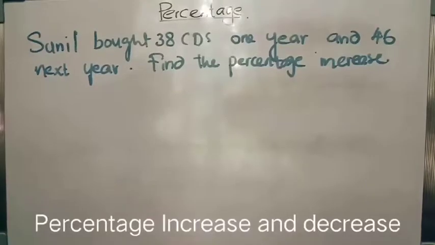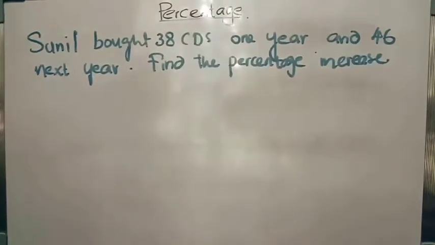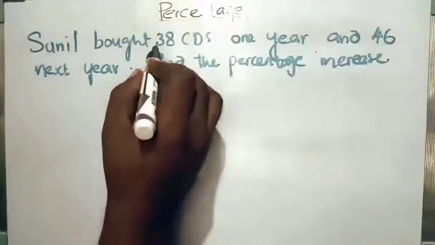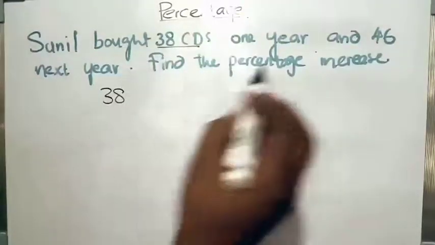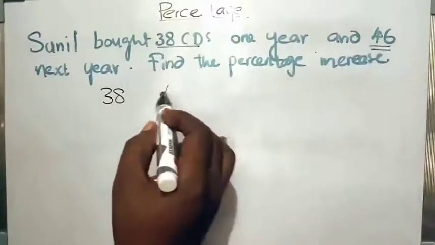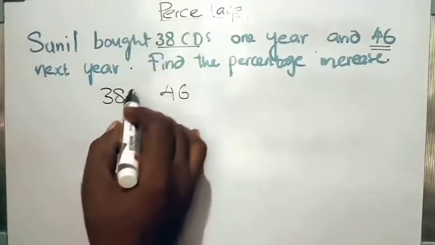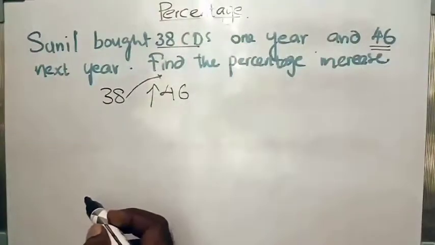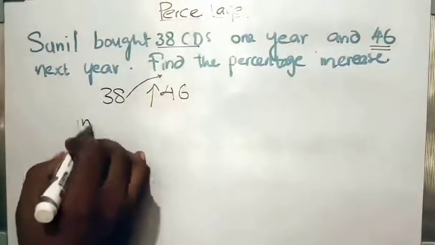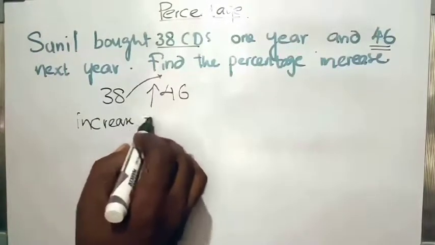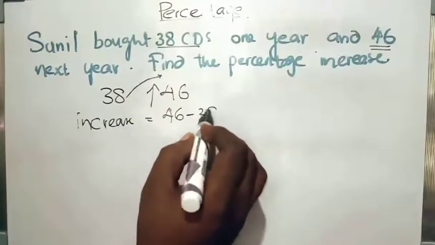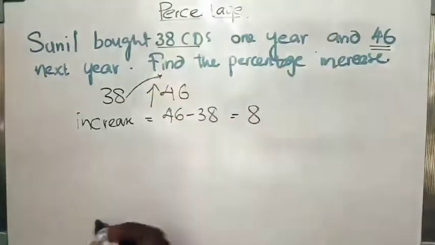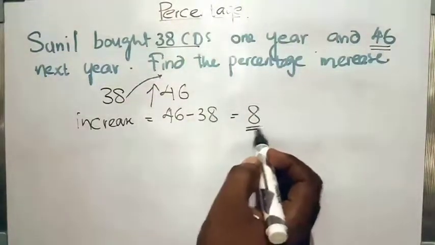Sunil bought 38 CDs one year and 46 the next year. Find the percentage increase. So here the first value is 38 and the second year the value became 46. So you can find an increase in the value from 38 to 46. What is that increase? That increase value is 46 minus 38, which is 8. So the increased value is 8.